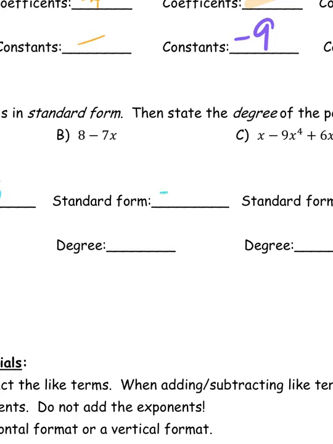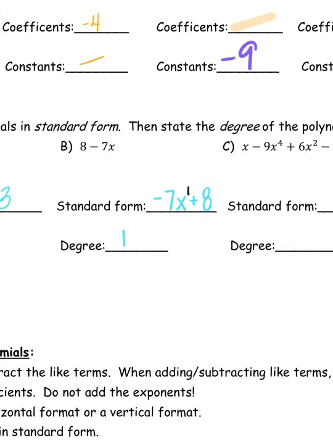Standard form here would be -7x plus 8. And my degree here is 1 because remember my x has a 1 attached to it, so it's to the first degree.